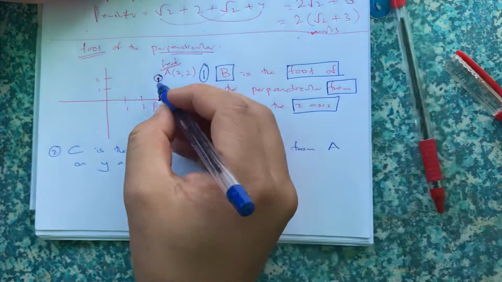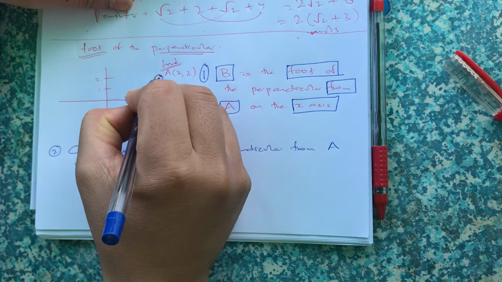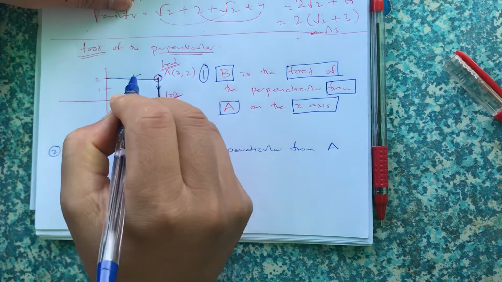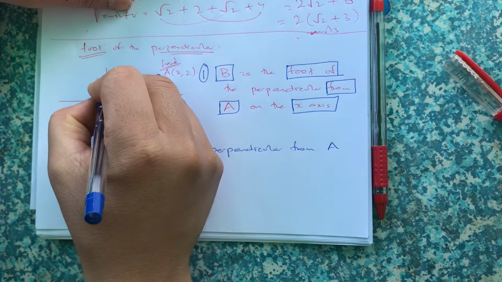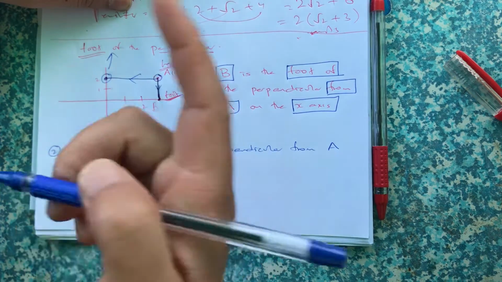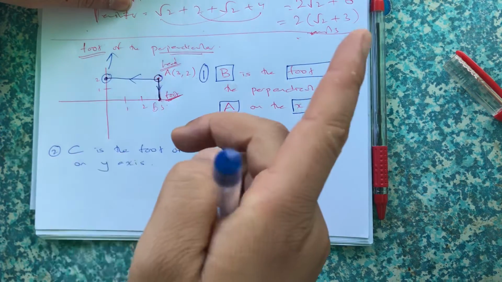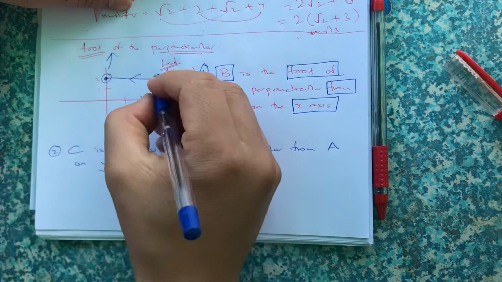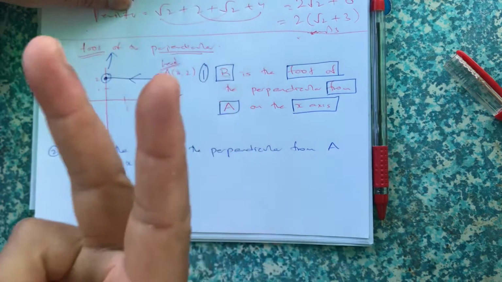Similarly, if I say I don't want to draw it on the x-axis, I want to draw it on the y-axis, then what do you have to do? Then I have to go in this direction. Then this point is called again what? The foot of the perpendicular. From where? Again from A only, but where? On the y-axis. So that means from one point I can draw two perpendiculars.